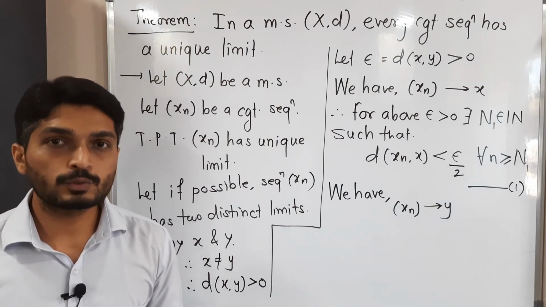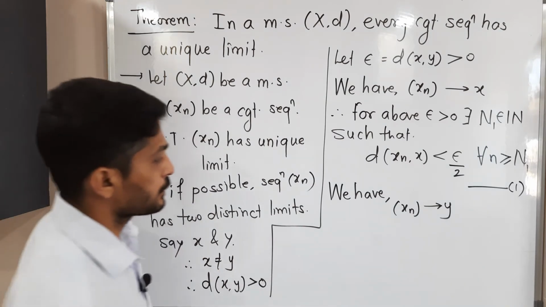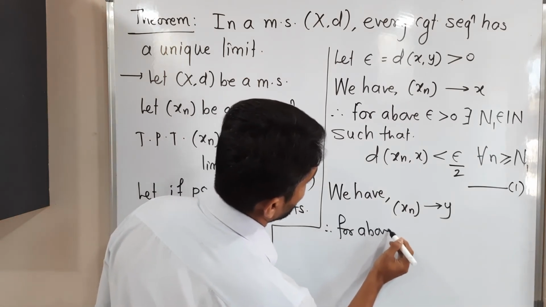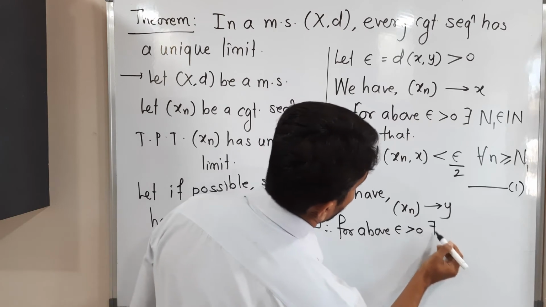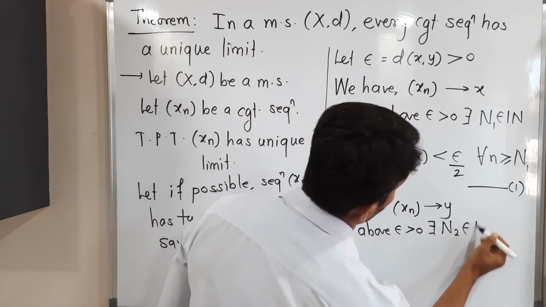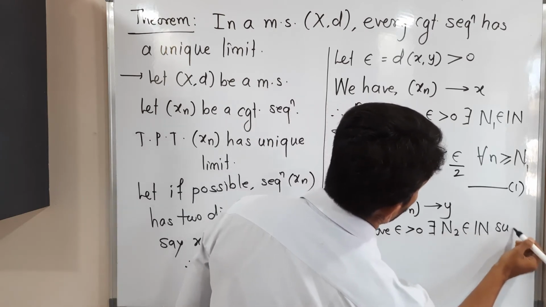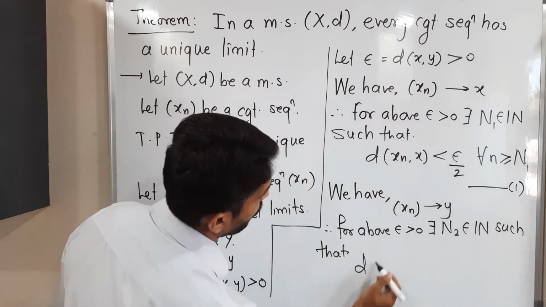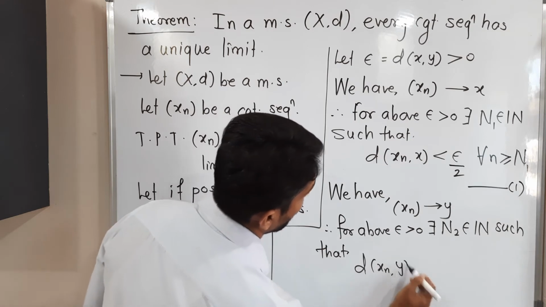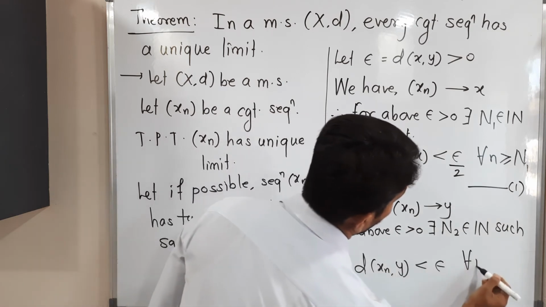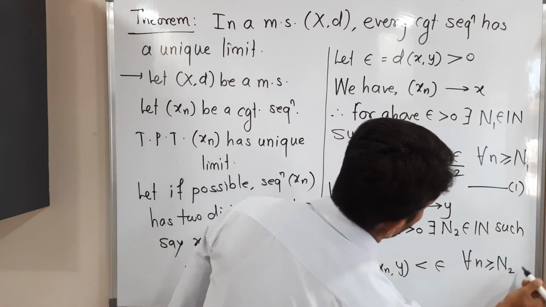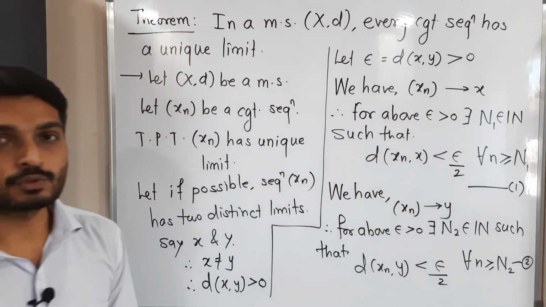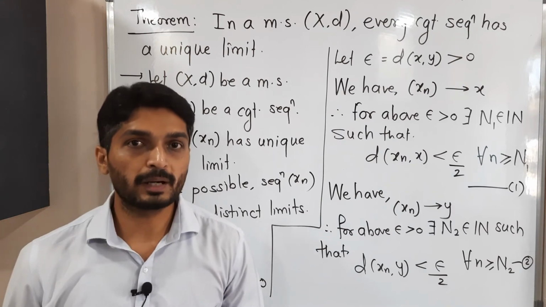So again we can use the definition. So by definition, therefore, for the above epsilon again greater than 0, there exists n2 belongs to the set of natural numbers such that d of xn, y less than epsilon for all n greater than or equal to n2. This is statement number 2. I am doing an adjustment again. Instead of epsilon, I will write epsilon by 2.